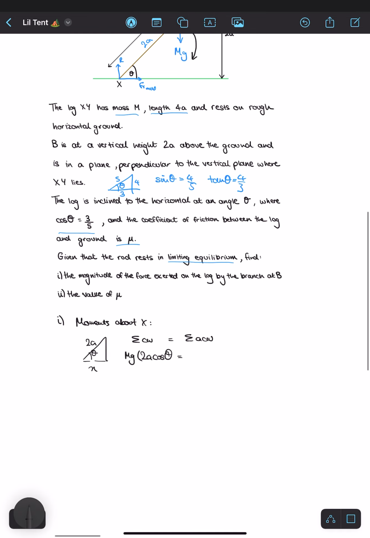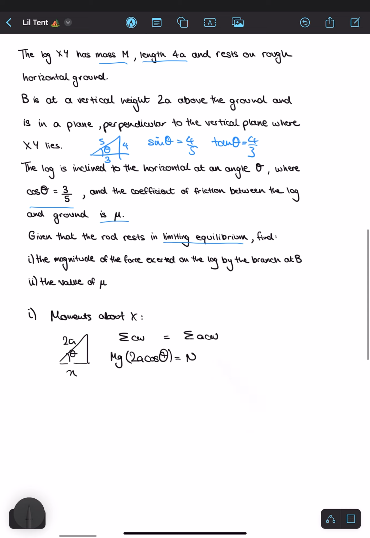So the equation would be force times the perpendicular distance, which I can do a triangle again over here. I've got a height of 2a, and this would be my perpendicular distance. So this would be sine theta equals 2a over x. Rearranging, I get x is equal to 2a over sine theta.